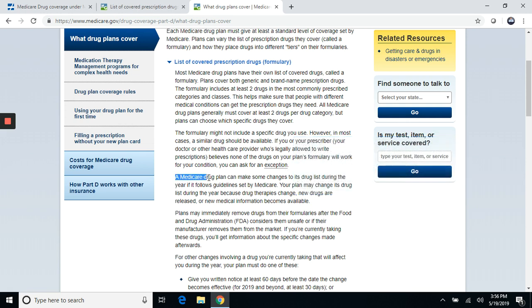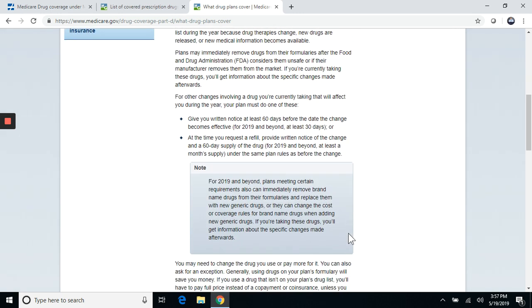Continuing on, a Medicare drug plan can make some changes to its drug list during the year if it follows guidelines set by Medicare. Your plan may change its drug list during the year because drug therapies change, new drugs are released, or new medical information becomes available. Plans may immediately remove drugs from their formularies after the Food and Drug Administration, the FDA, considers them unsafe, or if their manufacturer removes them from the market. If you're currently taking these drugs, you'll get information about specific changes made afterwards.